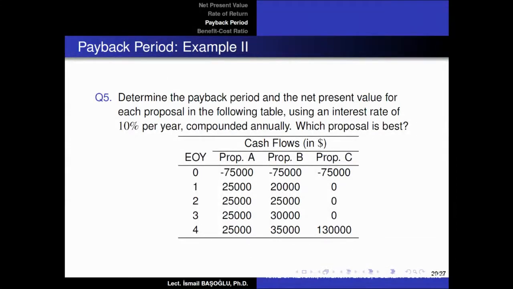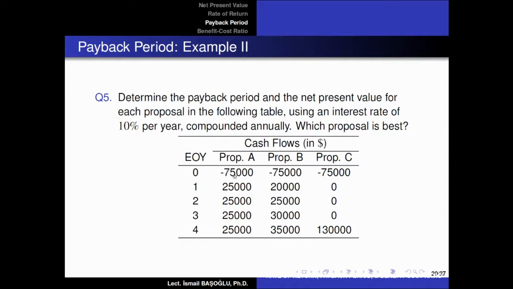Now, let us determine the payback period and the net present value for each proposal here. So we have 3 proposals. In proposal A, we are going to pay an initial amount of $75,000 at time 0, and for the following 4 years, we will be paid $25,000. So if we assume the interest rate is 0, we will just make a $25,000 profit in this investment.